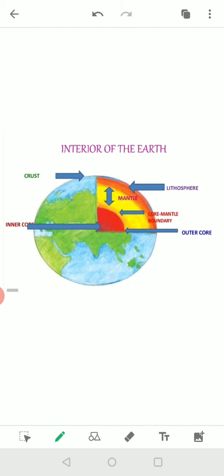See this diagram of the earth. You can see that the earth is divided into three main parts. That is, the topmost layer is the crust, the middle layer is known as the mantle, and the innermost layer is known as the core. Now the core can be divided into two parts: inner core and outer core.